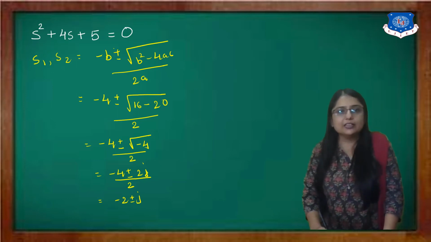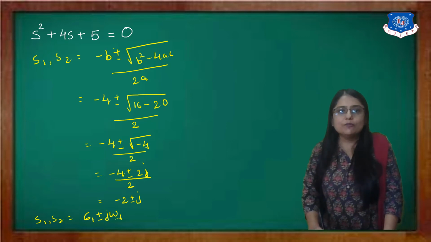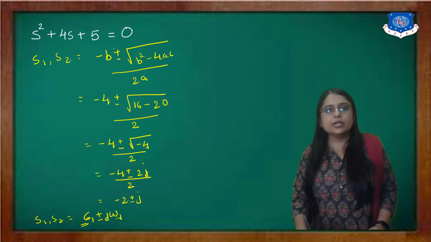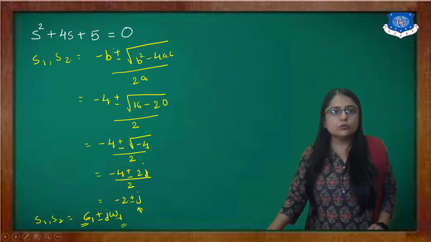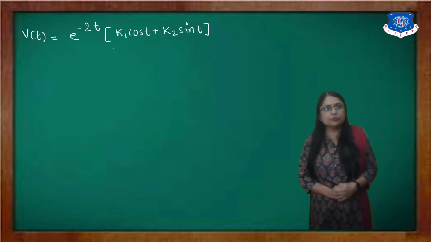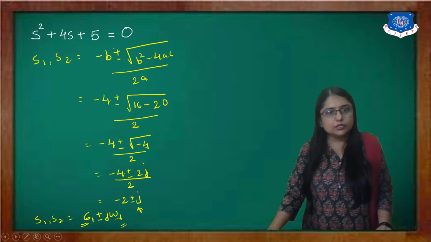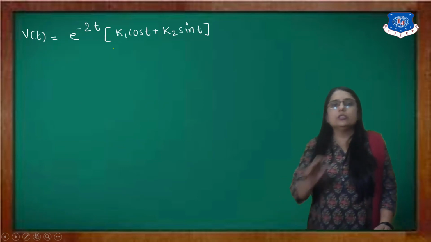And we know that S1 and S2 equal sigma 1 plus or minus j omega 1. So the value of my sigma 1 becomes minus 2, and the value of omega 1 becomes 1. Just substitute these values here: instead of sigma 1 I substitute minus 2, and instead of omega 1 the value is 1, the coefficient of the j.